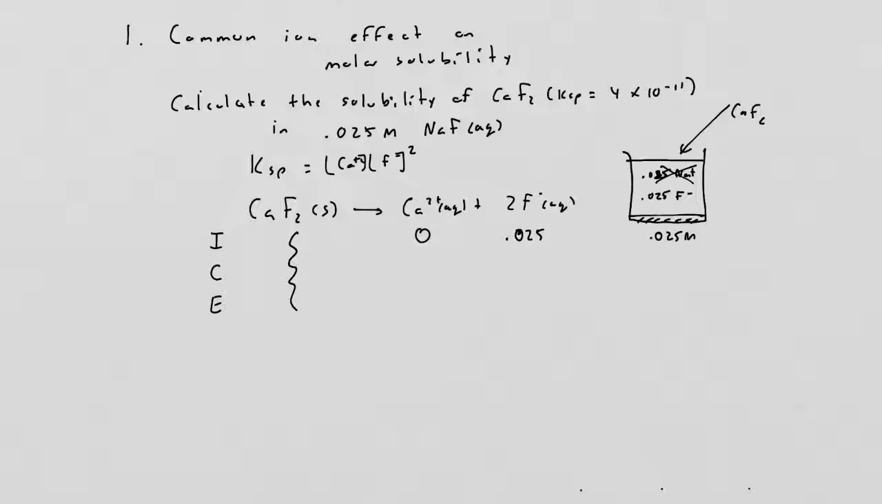So we can assume that this is going to go up by X as some calcium fluoride dissolves, and this is going to go up by 2X. So this will be X, and this will be 0.025 plus 2X. Now, again, we can do the math with our new fancy calculator, and we can solve for X by plugging everything in, because we essentially get 4 times 10 to the minus 11 equals X times (0.025 plus 2X).